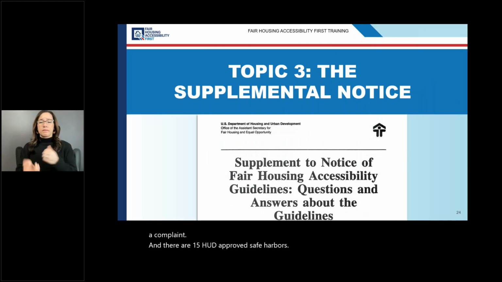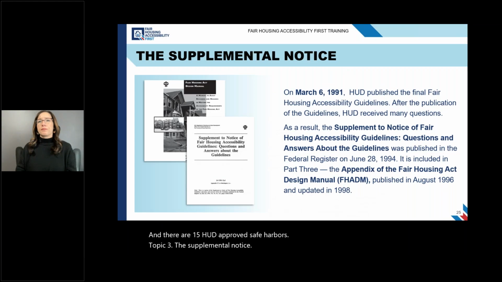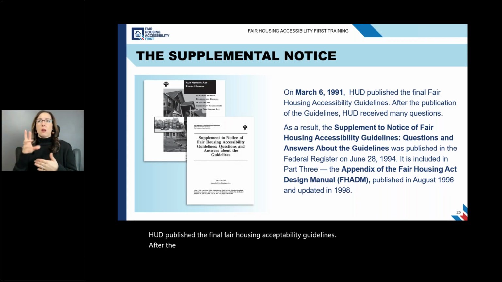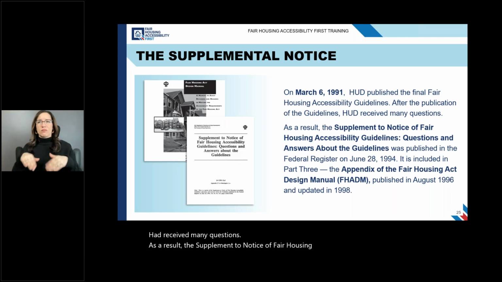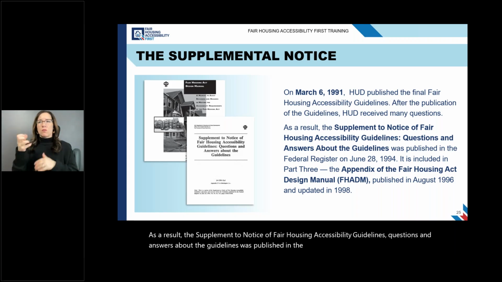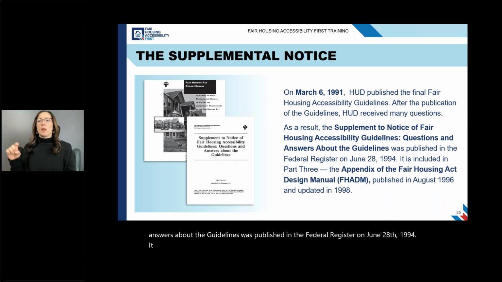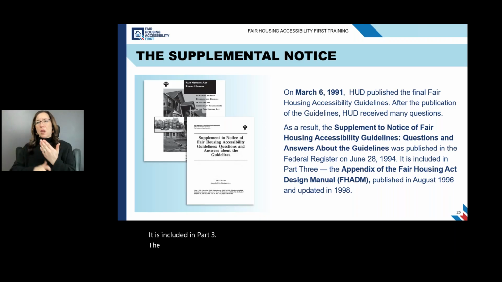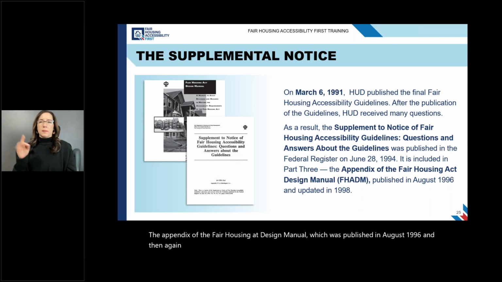Topic 3, the supplemental notice. On March 6, 1991, HUD published the final Fair Housing Accessibility Guidelines. After the publication of the guidelines, HUD received many questions. As a result, the Supplement to Notice of Fair Housing Accessibility Guidelines, questions and answers about the guidelines was published in the Federal Register on June 28, 1994. It is included in Part 3, the appendix of the Fair Housing Act Design Manual, which was published in August 1996 and then again updated in 1998.